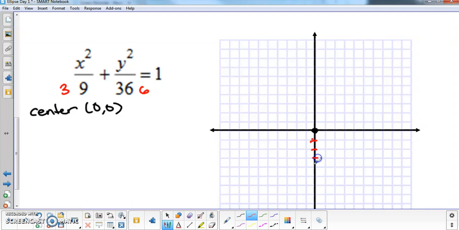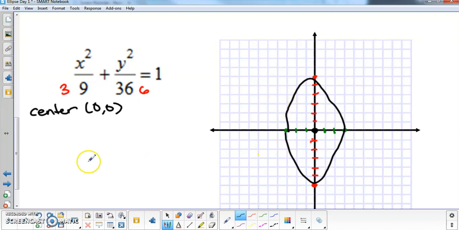I'm going 1, 2, 3, 4, 5, 6. So here's one. And 1, 2, 3, 4, 5, 6. So here's the other. And then from my X value, my B here, I'm going to be going horizontally 3. 1, 2, 3. And 1, 2, 3. Okay. Go ahead and draw my ellipse as best as I can. I will repeat it until I'm blue in the face. I am not an artist.